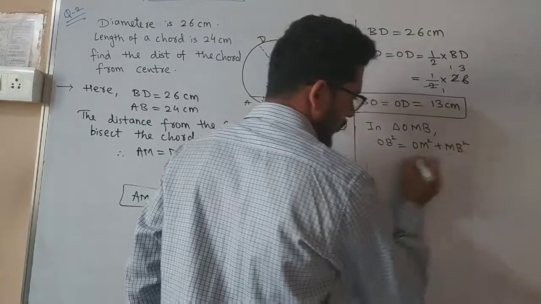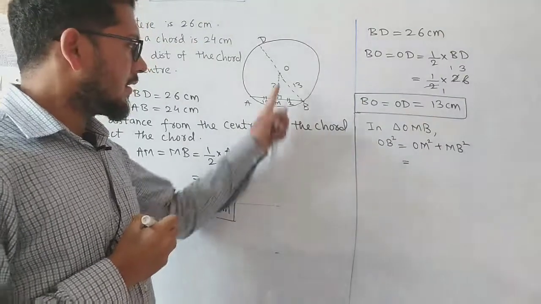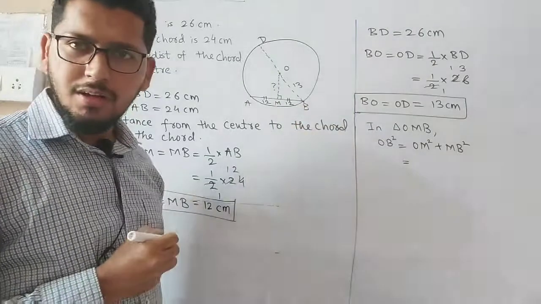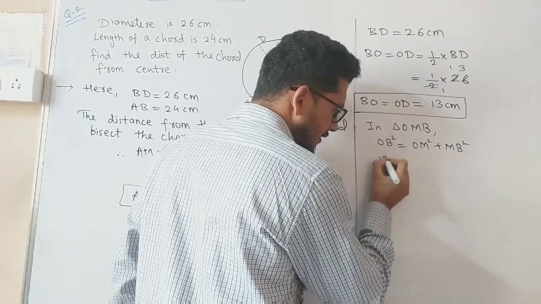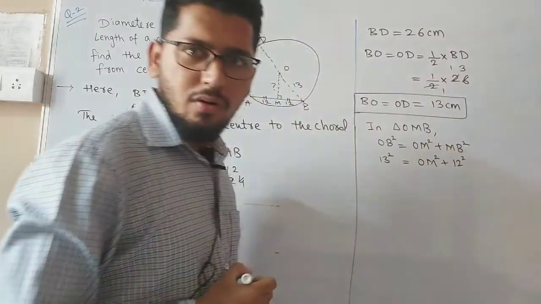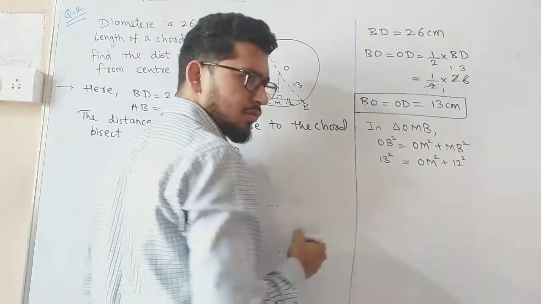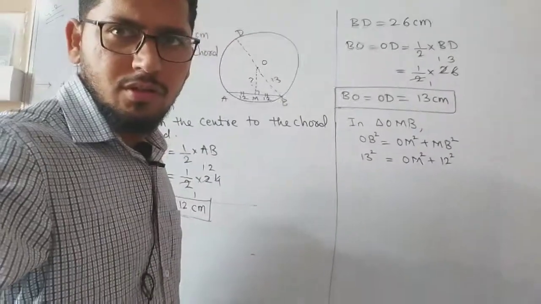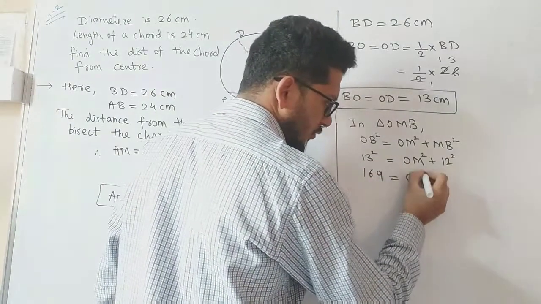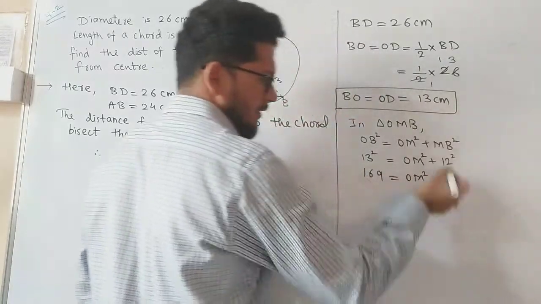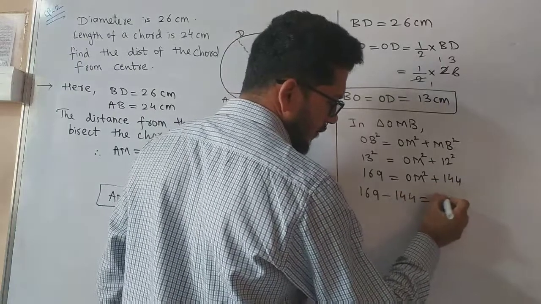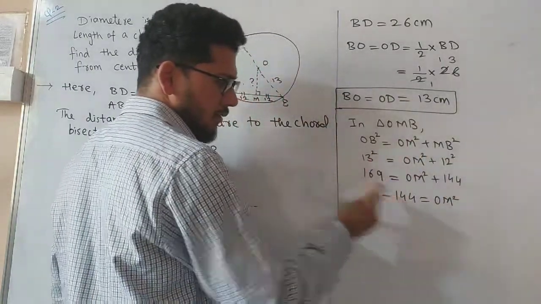OM is not given, we have to calculate it. MB is given as 12 and OB is given as 13. So right here OB square, 13 square, is equal to OM square, which we have to calculate, plus 12 square. After that we'll take the square of 13. What is the square of 13, children? You already know the square of 13 is 169, is equal to OM square plus 12 square, which is 144. This 144 will go here. 169 minus 144 is equal to OM square. This is positive; when you shift it here, it will become negative.